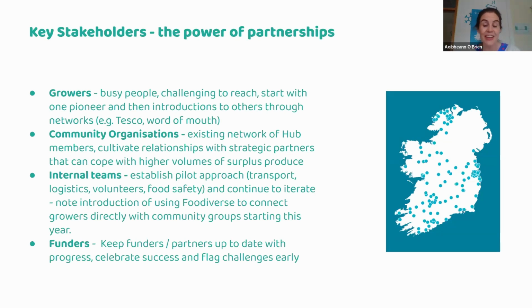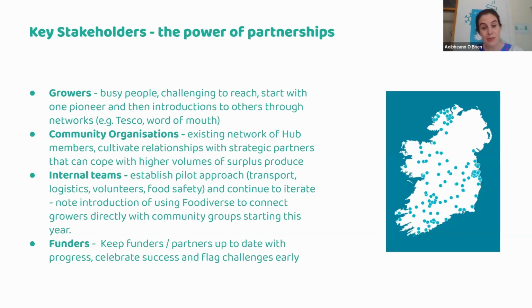So the likes of Food Share Kerry, Clonmany Family Resource Centre, and other larger charities that can deal with large volumes. And then internal teams. So how it works in practice, we needed to get the food to our warehouses, then we needed to sort the food and get it out to charities. So we did need a lot of collaboration with internal teams.